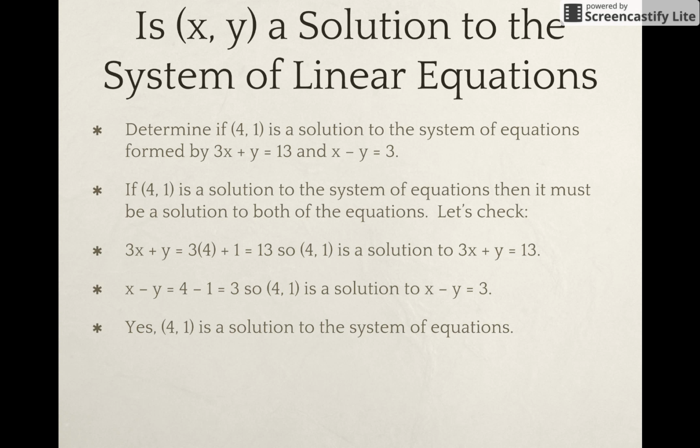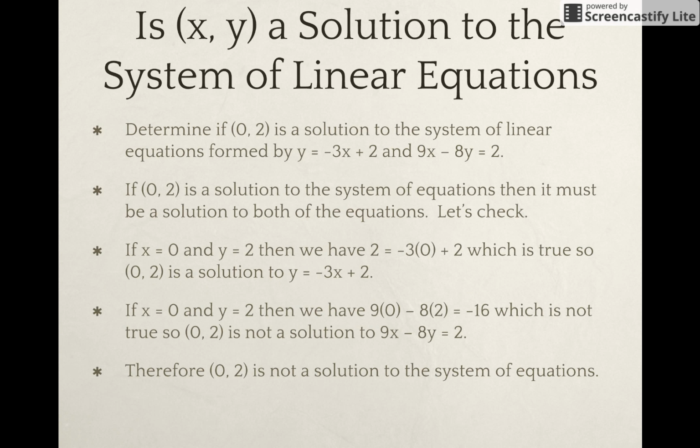We should anticipate then, if we were to graph both of these equations, that they would intersect at the ordered pair (4, 1). Let's check another ordered pair with a different set of linear equations. Our system of linear equations in this example will be y equals negative 3x plus 2 and 9x minus 8y equals 2. We'll check to see if the ordered pair (0, 2) is the solution to this system.